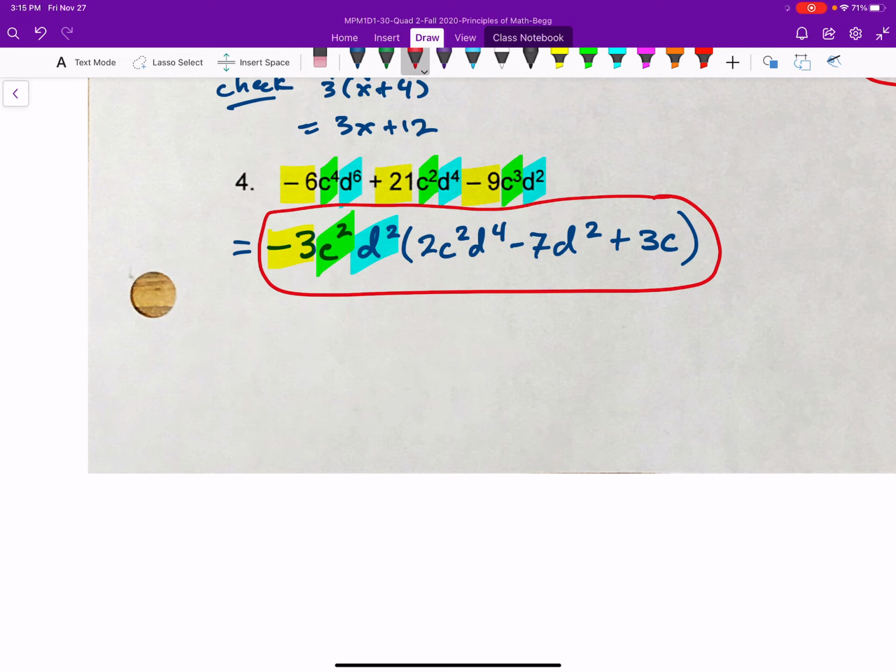So, as a final word, give good attention to common factoring. Very important, and you'll be grateful and thankful later if you do. Good luck.